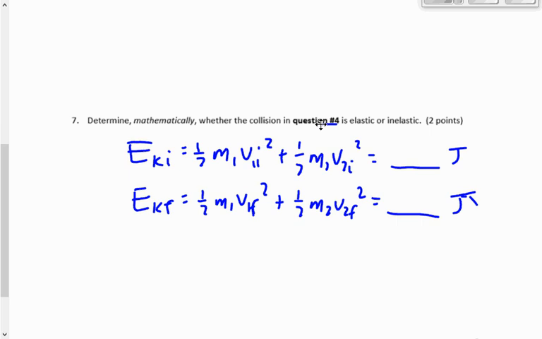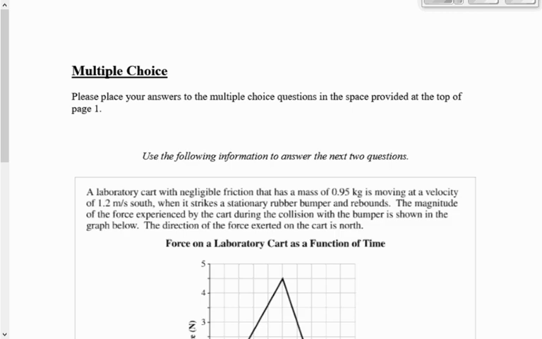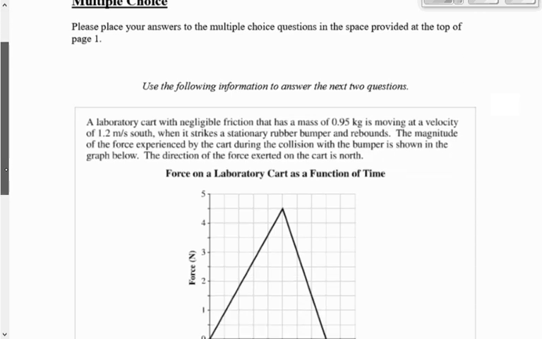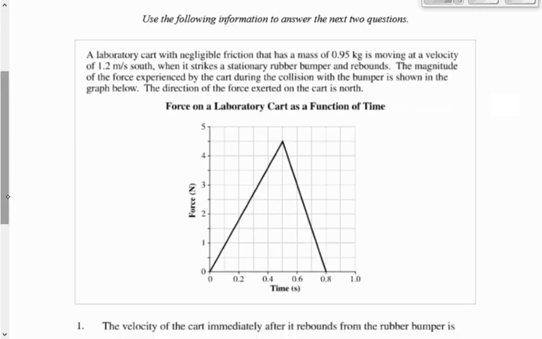Okay, let's do the multiple choice questions now. This is similar to one we already had. A lab cart, negligible friction, has a mass of 0.95, is moving at a velocity of 1.2 to the south. That's important. The fact that it has an initial velocity, right? In that other question, the written question, we did not have an initial velocity. Some people got the wrong answer because they forgot to include that.